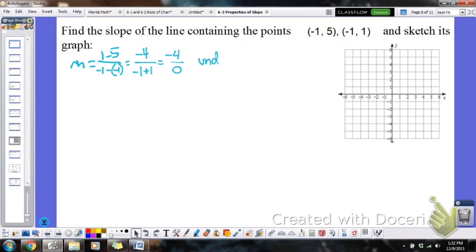And if we go ahead and graph these points, (-1, 5) and (-1, 1), and connect those points, you will see that we have a vertical line. And a vertical line has an undefined slope.